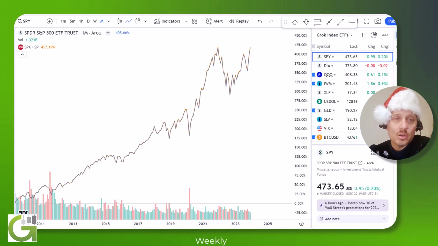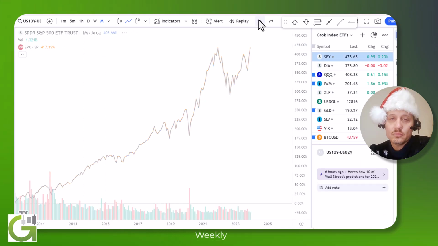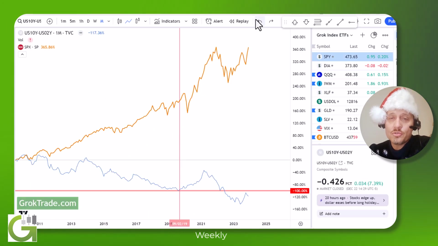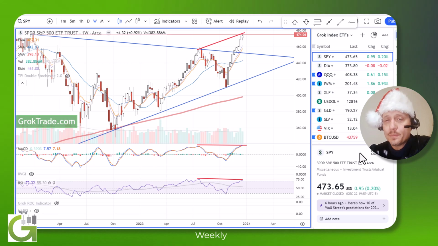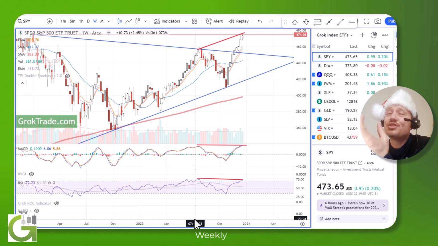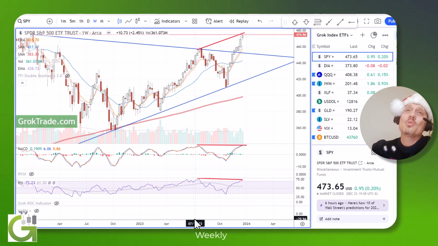Oh, hold on. Hit the wrong button here. Using TradingView, I'm able to hit this little back button there, and we do use TradingView here. We're going to look at weekly charts, and here's why. Guys, we've had this significant Santa rally. This thing kept going up, up, up.